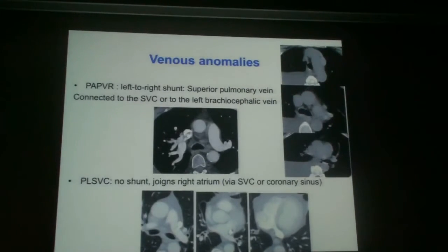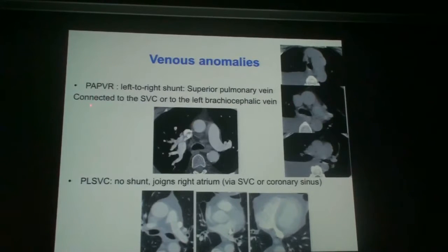So, I showed you several examples of venous abnormalities that you need to distinguish. Partial anomalous pulmonary venous return is responsible for left to right shunt. Usually it is asymptomatic because it is oxygenated blood joining the systemic venous circulation, and it does not create symptoms, whereas right to left shunting is responsible for systemic desaturation and creating symptoms.